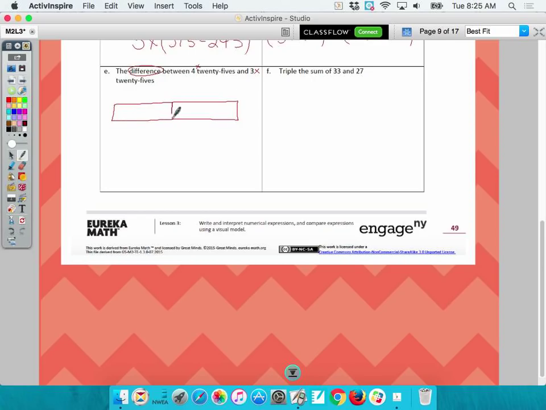Okay, so here's what I'm going to do. I'm going to make a model of the largest one because when we subtract, we like to start with the largest one. So the largest one is what? 4 25s. And then I'm going to make a model of the smallest one. And what was it?